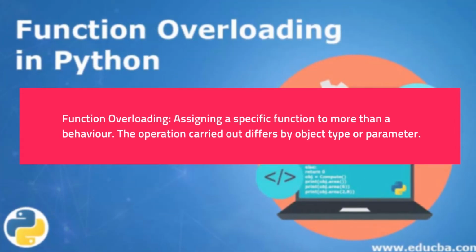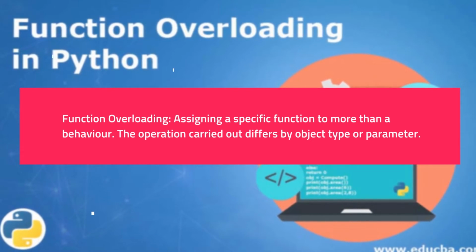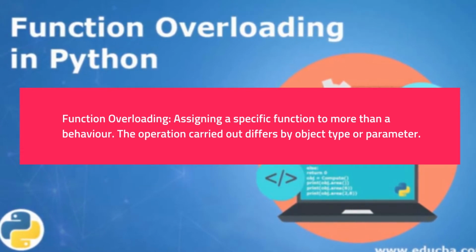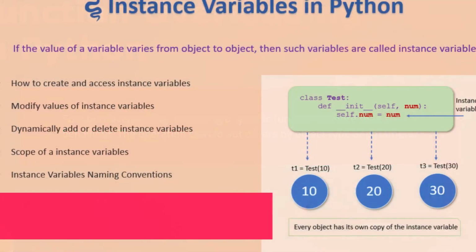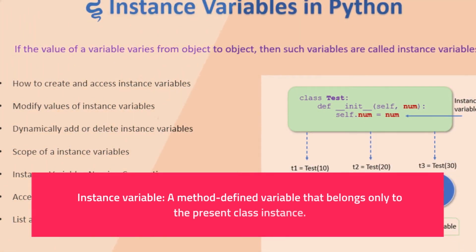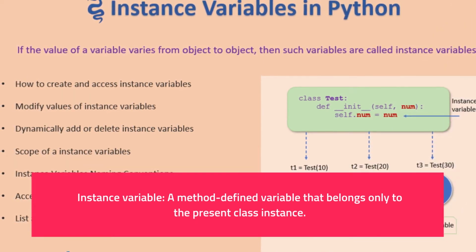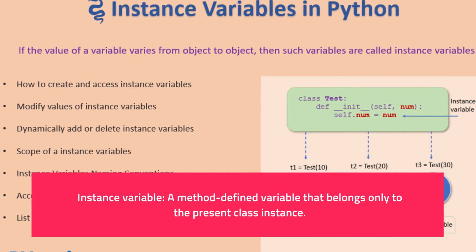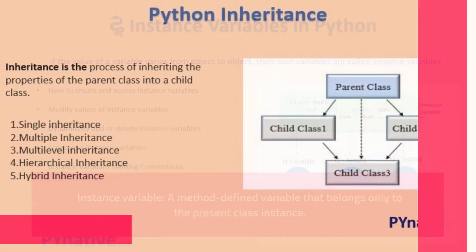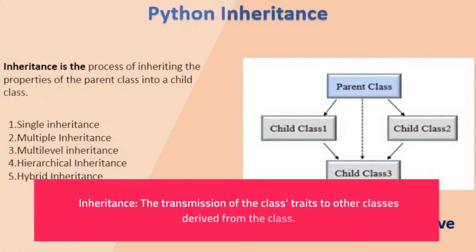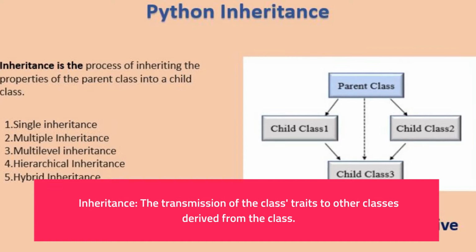Function overloading: assigning more than one behavior to a specific function. The operation carried out differs by object type or parameter. Instance variable: a method-defined variable that belongs only to the present class instance. Inheritance: the transmission of the class traits to other classes derived from the class.